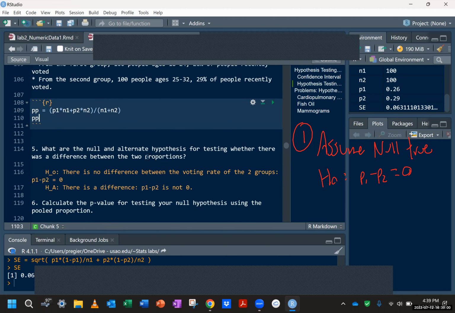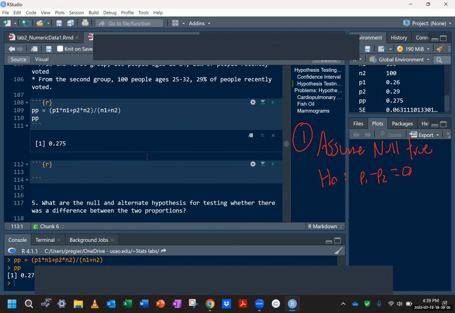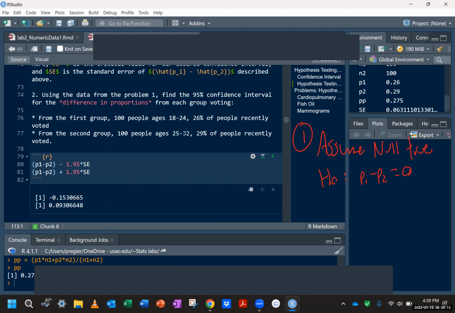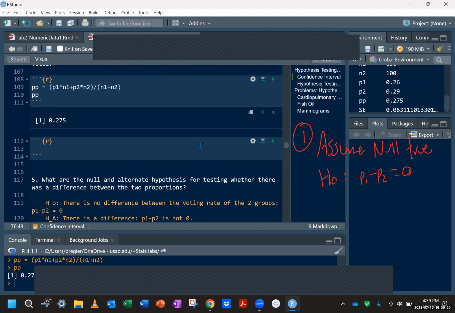So I'm going to put that here, and you can check that. 27.5% of people voted total. What this means is out of the total group, 27.5 percent voted, which you notice since there's equal size groups, it's just the average of the two groups. That helps to think about it that way.